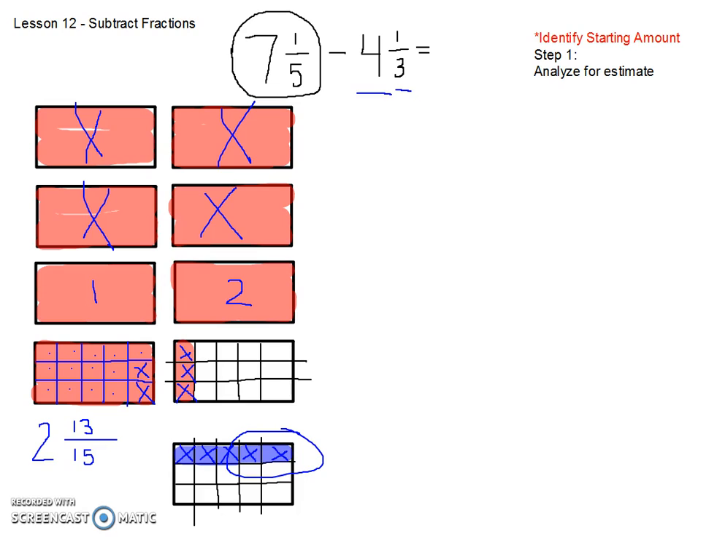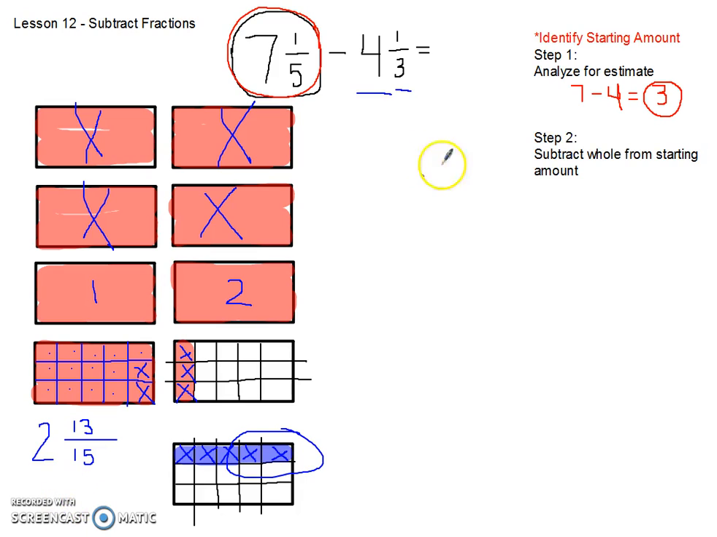Now I'm going to show you how that relates to our written method. First, we start by identifying our starting amount, which we had as 7 1/5, and in subtraction it's very important to keep track of that. Second, we want to analyze for our estimate, and we analyze by looking at our whole numbers and performing that operation with those whole numbers. So we have 7 minus 4 is 3. So we're going to be looking for an answer, a reasonable answer that is close to or near 3.